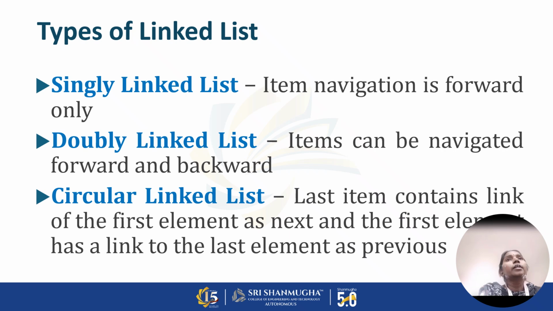These are the types of linked list. Generally, three types of linked list are present: singly linked list, doubly linked list, and circular linked list. In a singly linked list, navigation is forward only. In a doubly linked list, items can be navigated forward and backward. In a circular linked list, the last item contains a link to the first element as the next, and the first element has a link to the last element as previous.